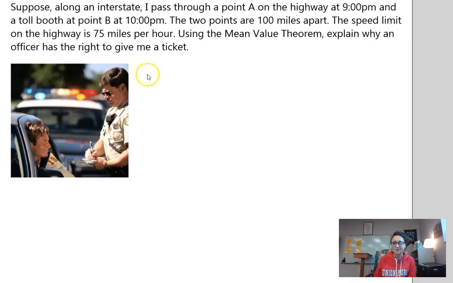Well, my average speed was 100 miles per hour, right? So by MVT, I had to have been going 100 miles per hour at least some point, right? So, we're applying MVT all the time. I know that my speed is continuous and differentiable, so I must have been going 100 miles per hour at least one moment in time, probably more.